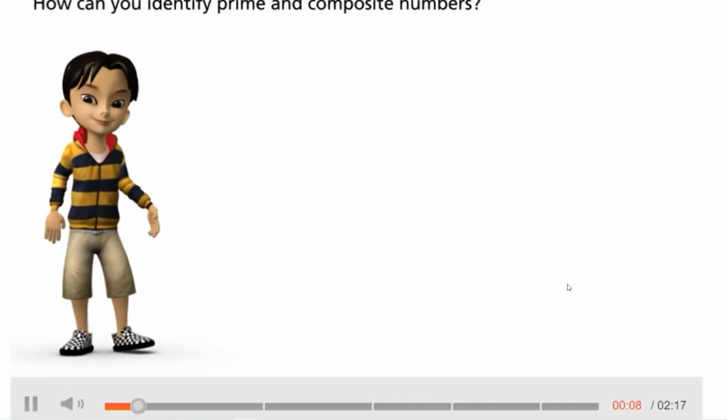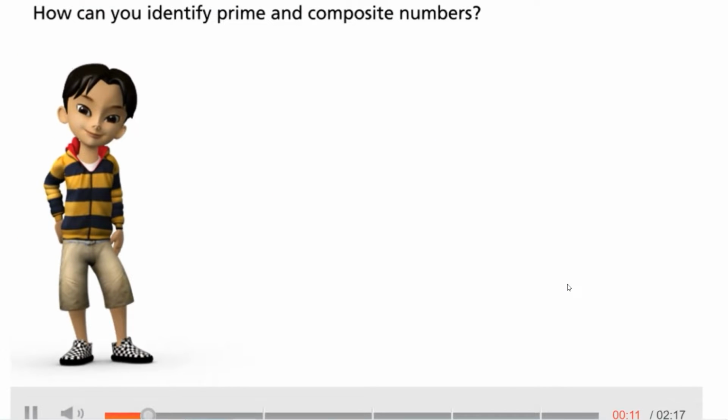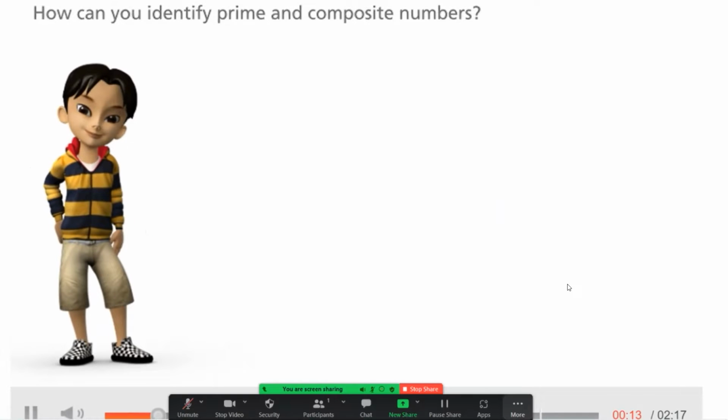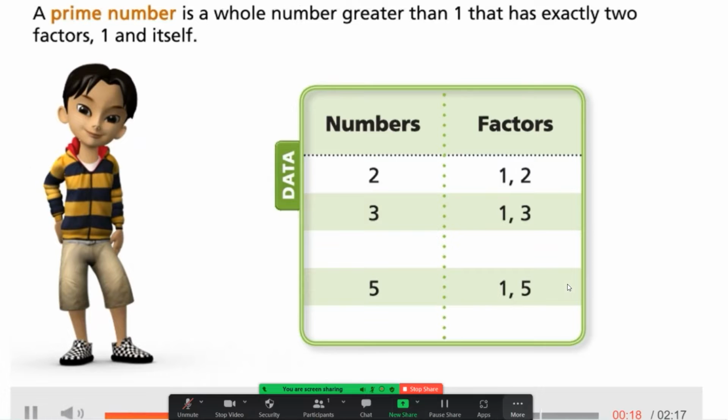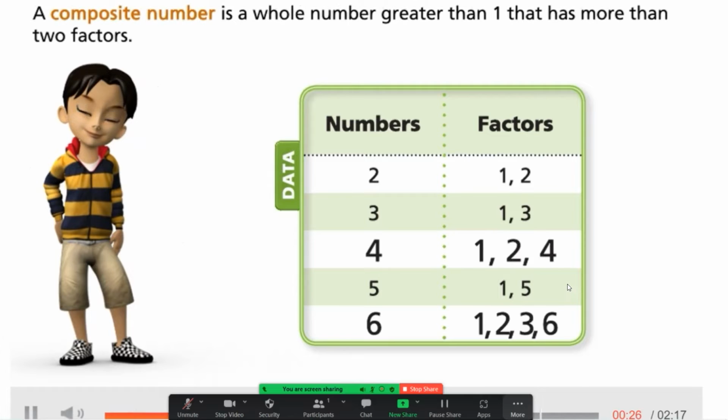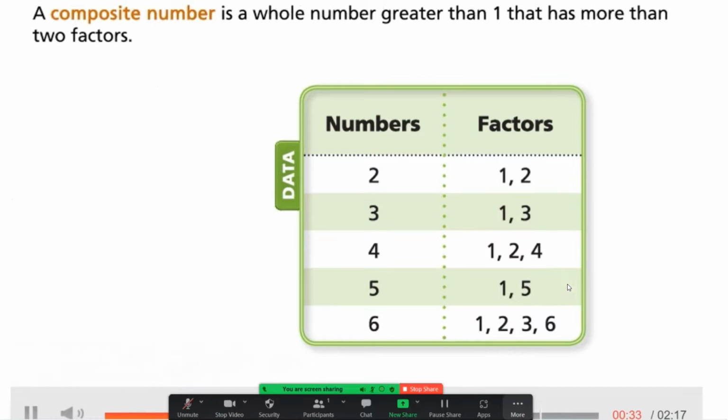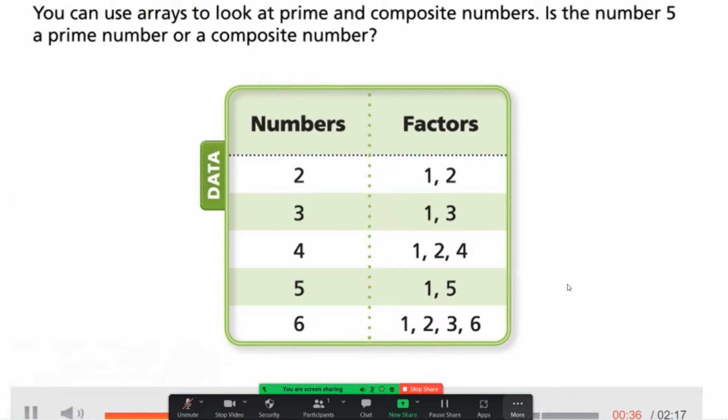How can you identify prime and composite numbers? Let's find out. A prime number is a whole number greater than 1 that has exactly two factors, 1 and itself. A composite number is a whole number greater than 1 that has more than two factors. You can use arrays to look at prime and composite numbers. Is the number 5 a prime number or a composite number?